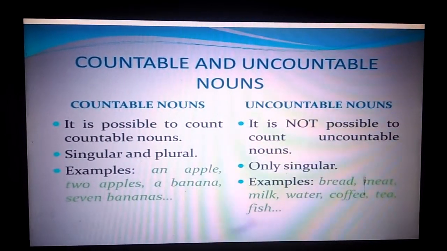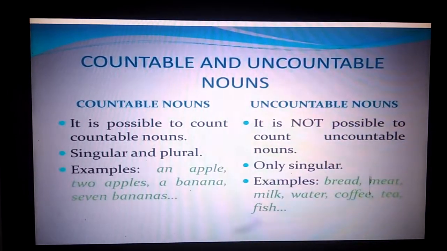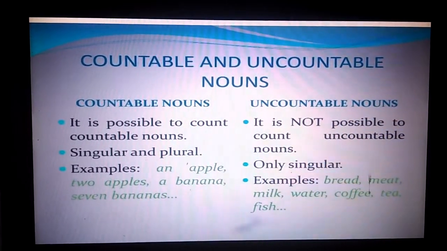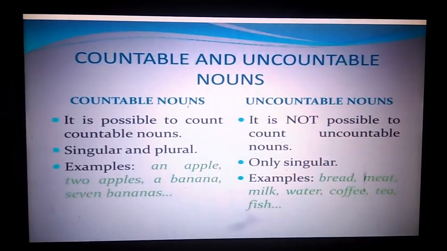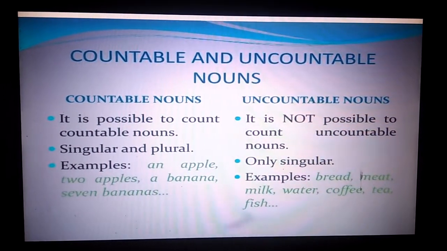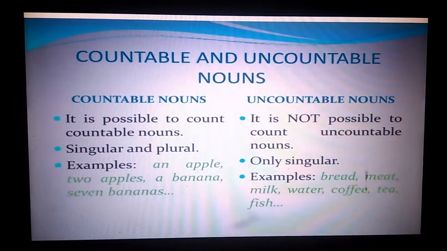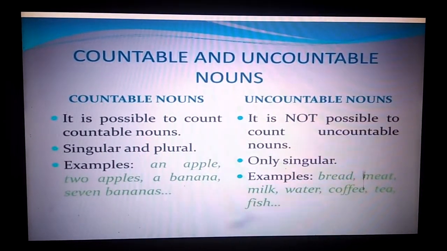We know that we never say I want one milk, I want two milk, or give me three water. We never say that, because these are uncountable nouns. We cannot use numbers before them, but we have to use a quantifier. And which quantifier we have to use, that later on we are going to see.